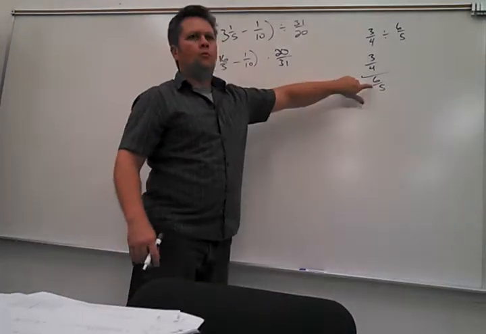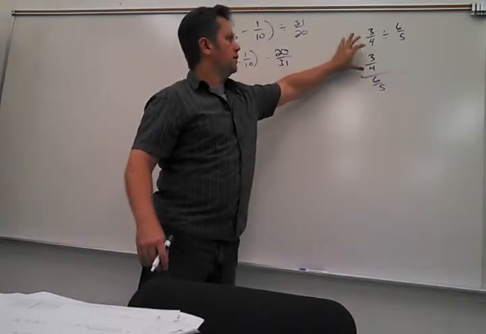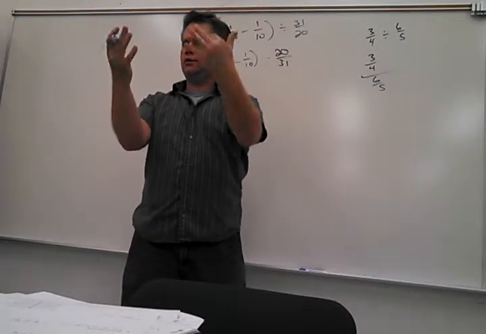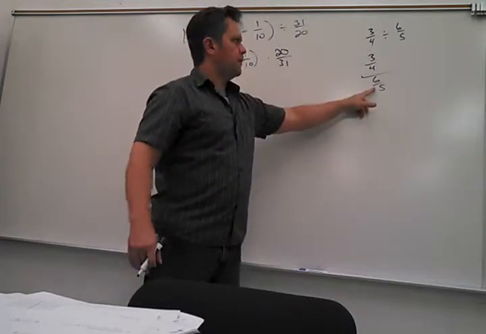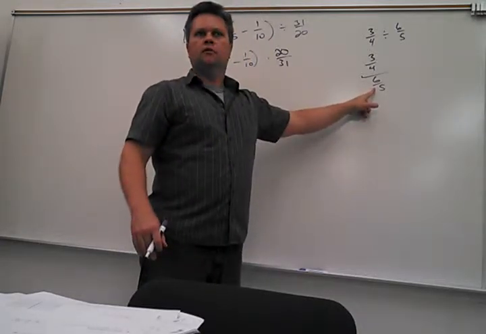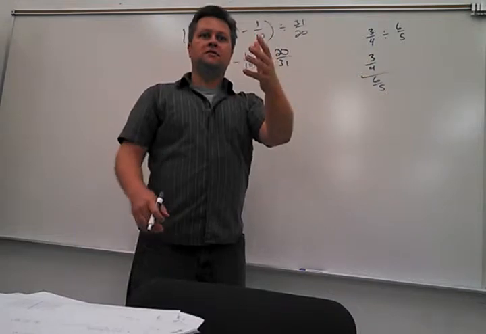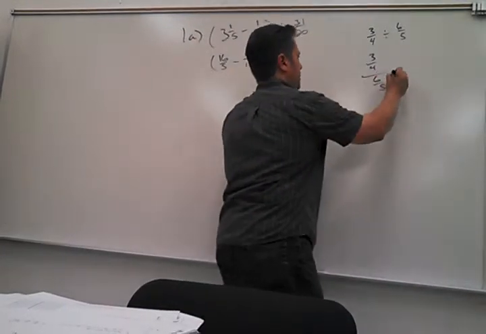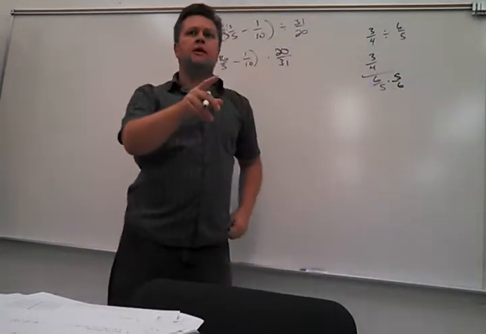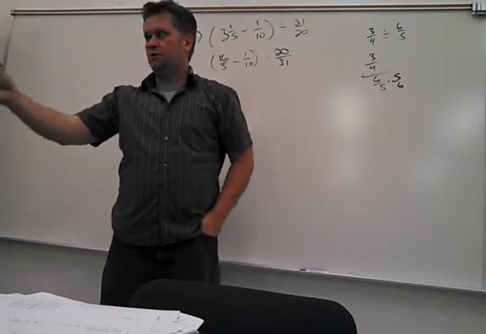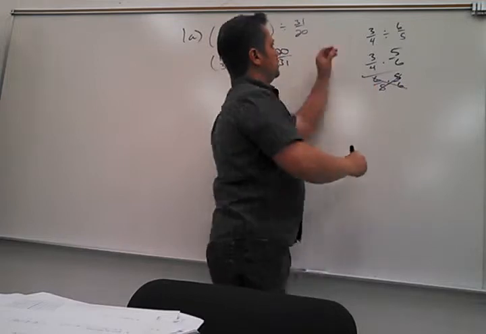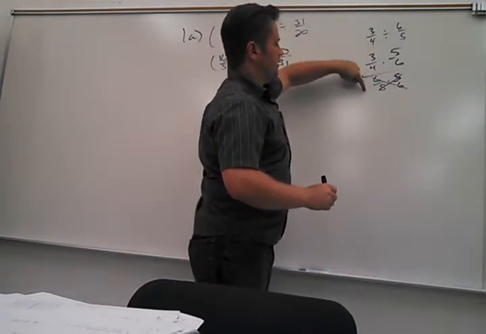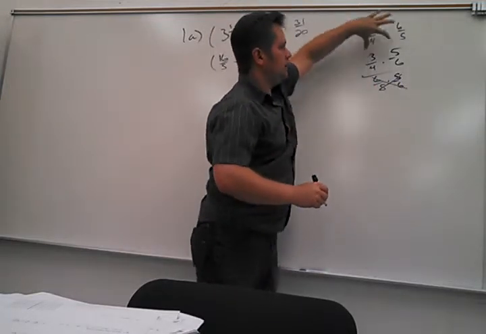How do you make the bottom 1? If the bottom's 1, then the top is the whole thing. You guys kind of with me? If I can make the bottom 1, the top is the answer. How do you make the bottom 1? Multiply by the opposite, 5 over 6. So if I multiply by 5/6, now, of course, if I do that to the bottom, I better do it to the top. So now on the bottom, this cancels out. So this, which was this, must be equal to this.